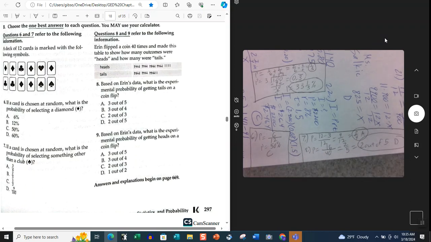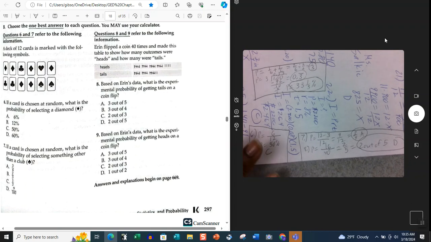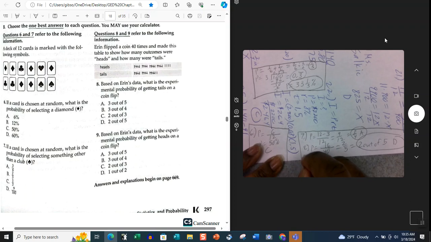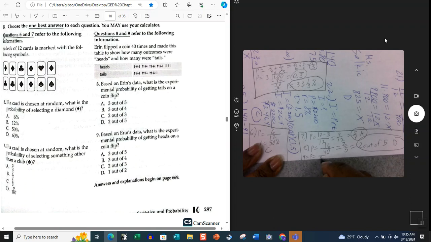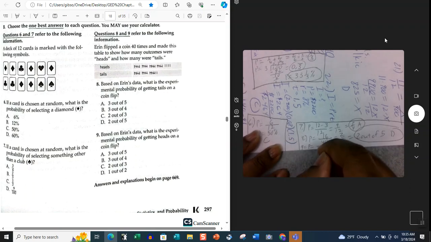All right, good. So we got problem number 8 taken care of. Now we look at number 9. It says, based on Aaron's data, what is the experimental probability of getting heads on a coin flip? So basically they want us to do the opposite, but this time with heads. So we would do number 9. The probability is equal to, now we know our denominator would be 40 because that is the number of trials in the experiment.